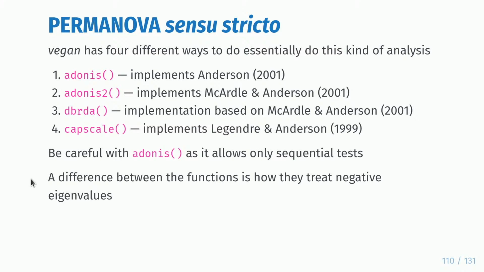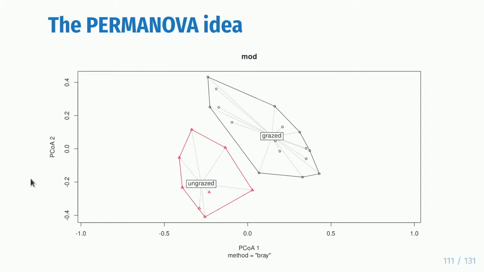Negative eigenvalues just arise because some of the dissimilarity coefficients we use in ecology, like Bray-Curtis, aren't metric, and so you can't represent them in a Euclidean space because they don't follow the triangle rule, and therefore you get variation in the complex plane as well as in the real plane, so the plane of imaginary numbers as well. Yeah, probably too much detail, but it's just how they treat those negative eigenvalues. And so this figure shows the general idea of what PERMANOVA is trying to do.